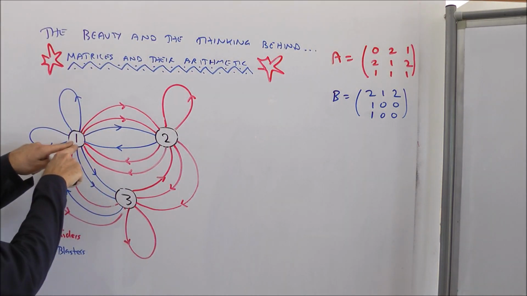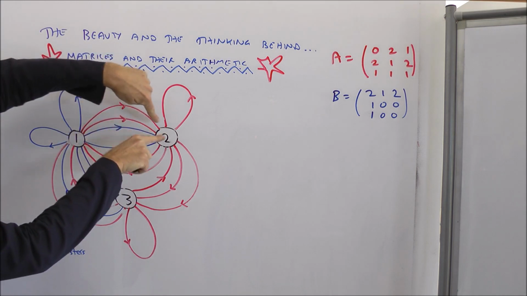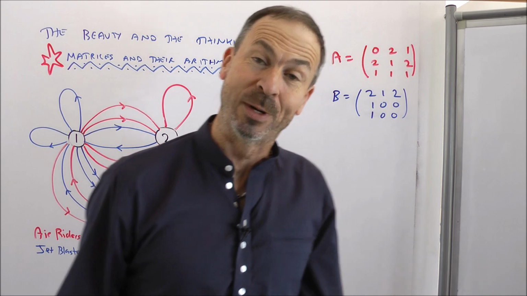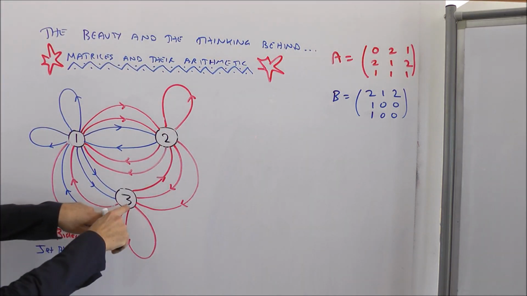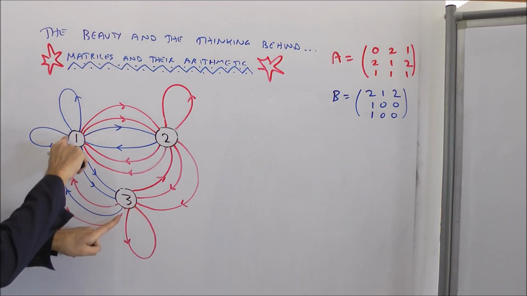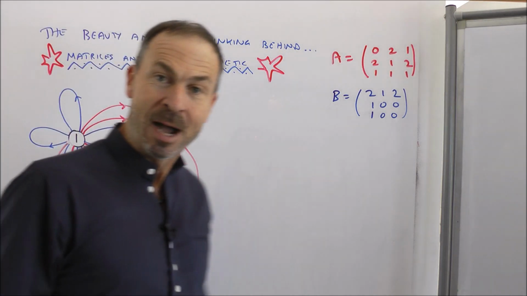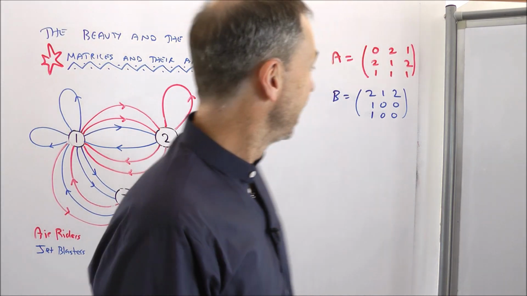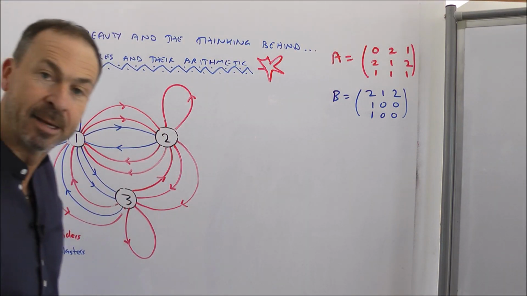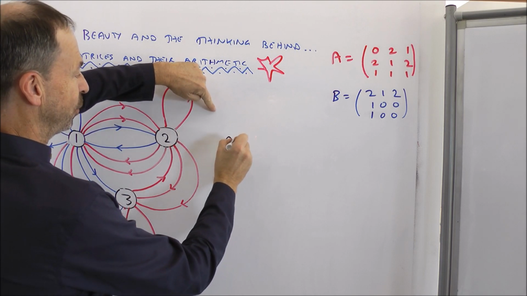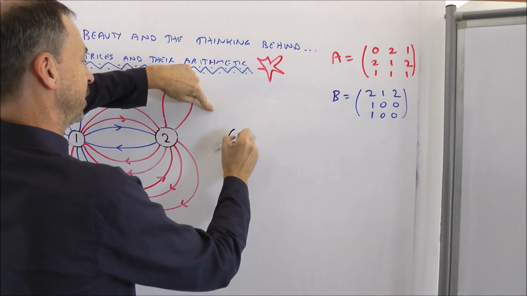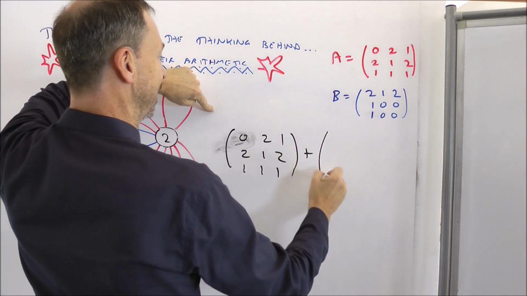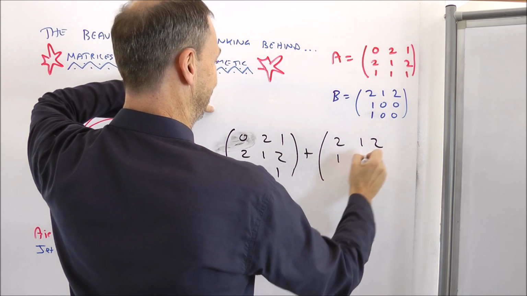Well, for example, to go from city 1 to city 2, there used to be 2 red routes and 1 blue route, which are now combined to make 2 plus 1, 3 routes between city 1 and city 2. To go from city 3 to city 1, it used to be 1 red route and 1 blue route, but now as a combined company it offers 1 plus 1, 2 routes between city 3 and city 1. In fact, it's just the count of routes added together. So it's like this matrix A, which is 0, 2, 1, 2, 1, 2, 1, 1, 1, got added into this matrix B, 2, 1, 2, 1, 0, 0, 1, 0, 0.